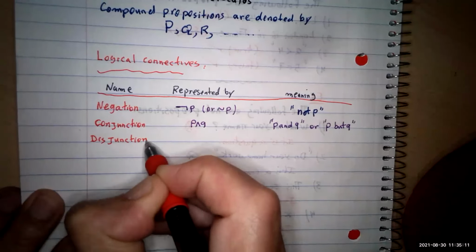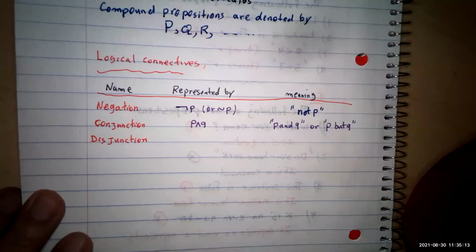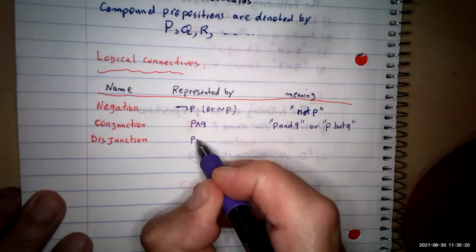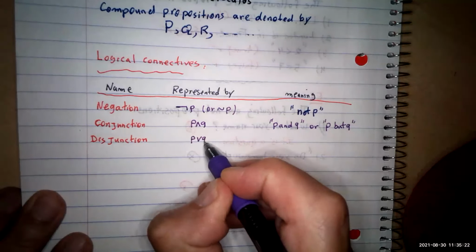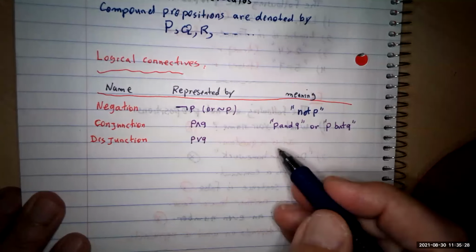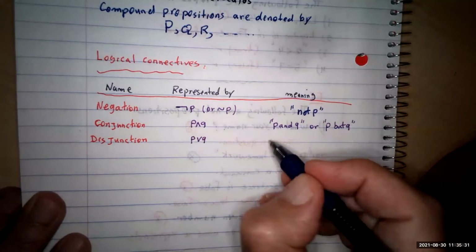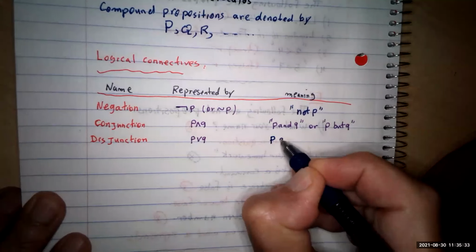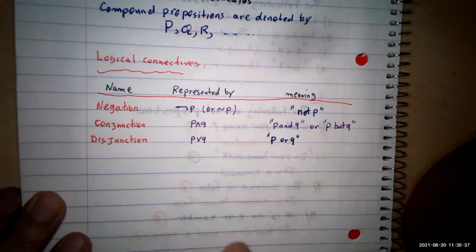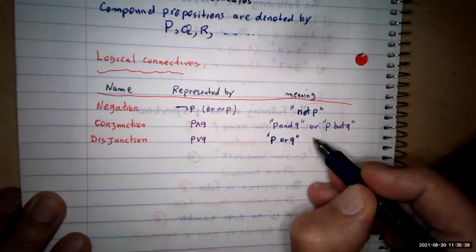Disjunction. Disjunction is going to be the "or" connection. So it's going to be P or Q, and this is exactly how we are going to call it. We call it P or Q. This is going to be P or Q or both.